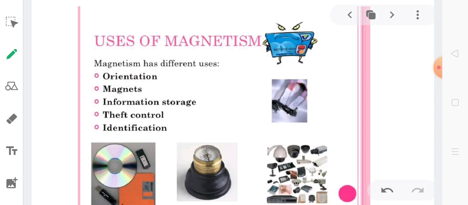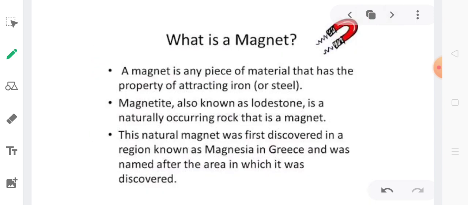So something that is so important in our day-to-day life, it becomes important for us to understand what a magnet is. So what is a magnet? A magnet is any piece of material that has the property of attracting iron or steel. A magnet is an object which attracts pieces of iron, steel, nickel, and cobalt.